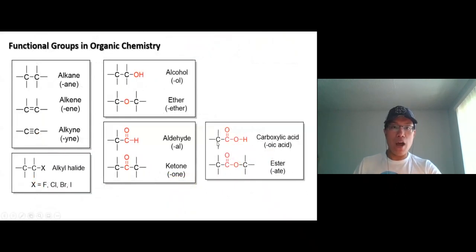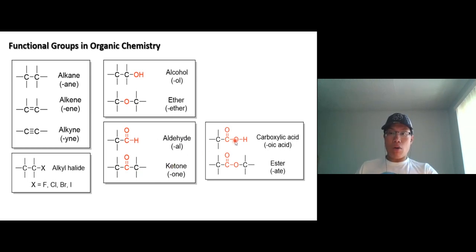All right, let's see the functional groups. What we got so far? We have alkane, alkene, and alkyne: single bond, double bond, triple bond. Alkyl halide, so basically a hydrocarbon with a halogen in it. We have an OH, that's an alcohol. Oxygen within the molecule, that's an ether. C double bond OH, that's an aldehyde. C double bond O in the middle of the molecule, that's what we call a ketone.